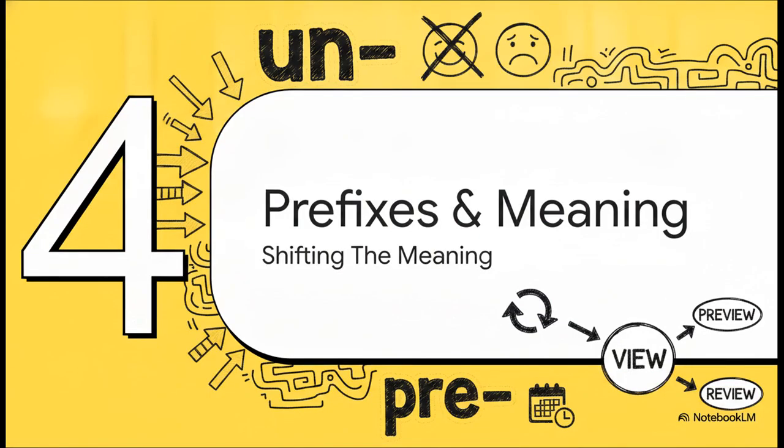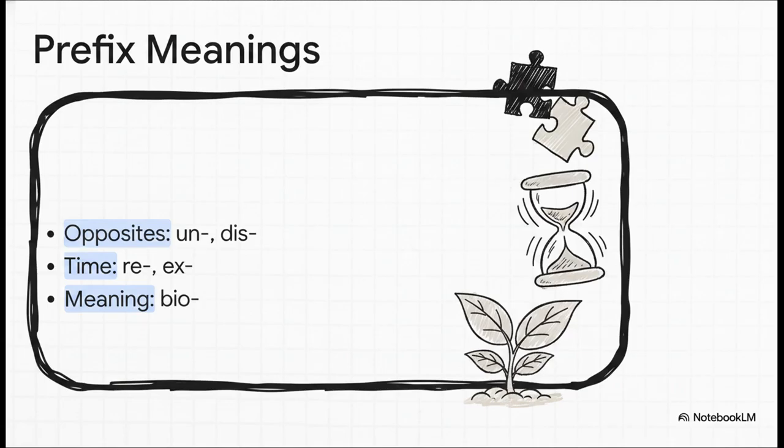This brings us to Section 4, prefixes, shifting the meaning. While suffixes are busy changing a word's grammar at the tail end, prefixes attach right to the front. You can think of prefixes as our meaning makers. Instead of messing with the grammar, they fundamentally shift the actual meaning of the word itself. For example, just by adding un or dis to the front, you create an instant opposite. Take the word involved, slap an un on there, and you have uninvolved. Boom, you instantly know the meaning.